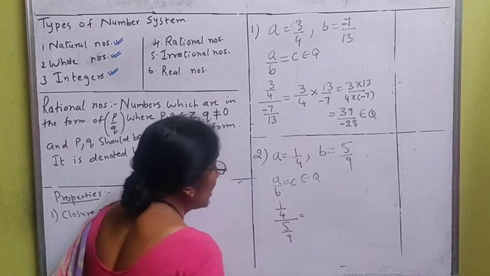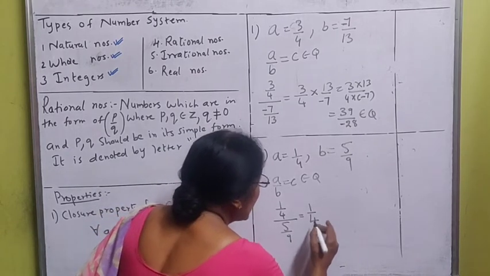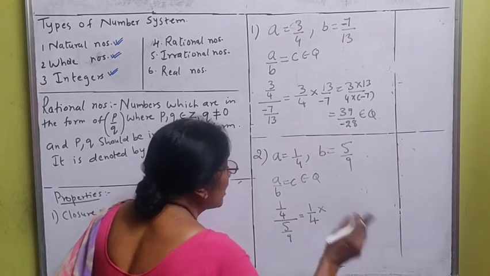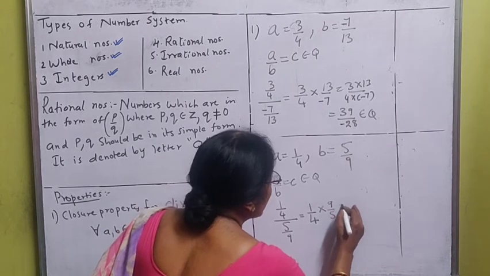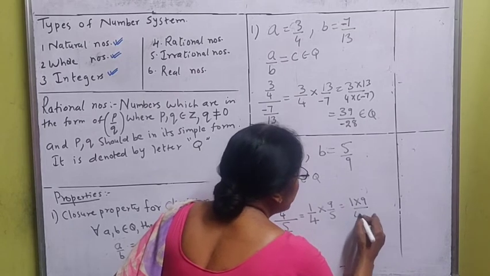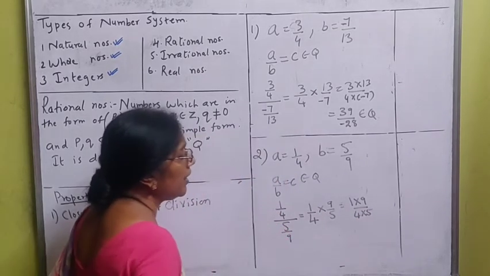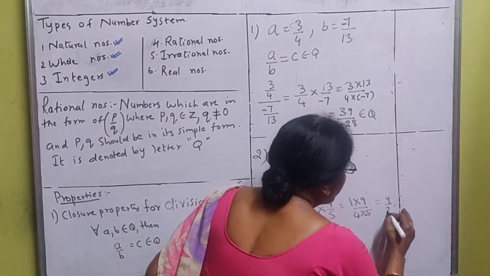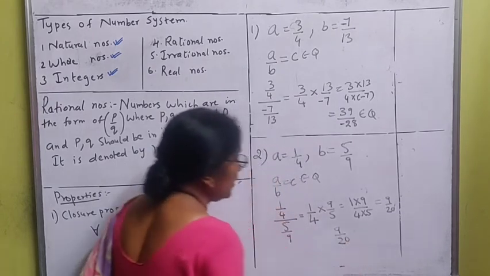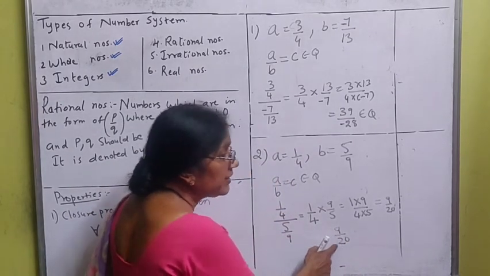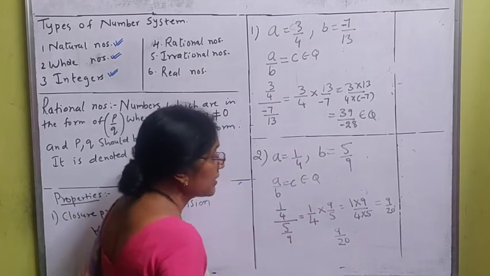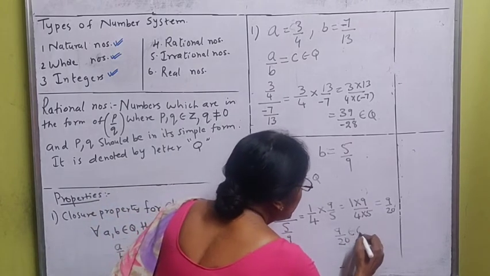is equal to, as I told you, keep the first rational number as it is, convert the division into multiplication. So the second rational number will become its reciprocal, that is 9 by 5. Again the rule of multiplication, numerator into numerator divided by denominator into denominator. 1 9s are 9, 4 5s are 20. So what you got is 9 by 20. Both are integers, yes. The denominator is not 0, yes. Both are in simple form, yes, which means it belongs to Q.